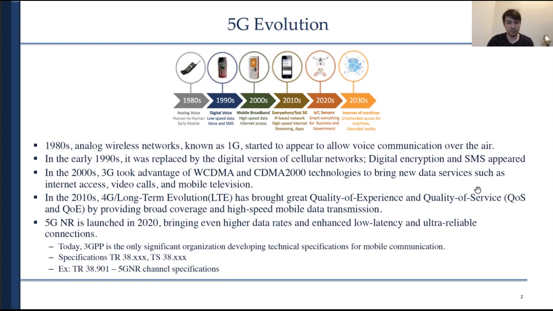So today the main organization that is developing technical specifications for mobile communication is called 3GPP, the Third Generation Partnership Project, and they make documents which they put in open access, and those documents are usually called TR or TS, and they start with 38. TS is the technical specification and TR is the technical report. For example, TR 38.901 is the 5G NR channel specification. In my tutorial, I will often refer to those documents because I will show you some parameters, some algorithms that are clearly described in those documents and in many, many more details.